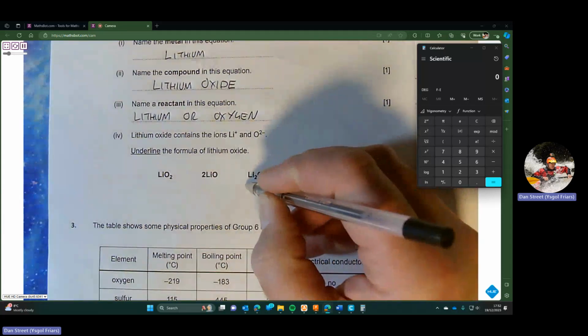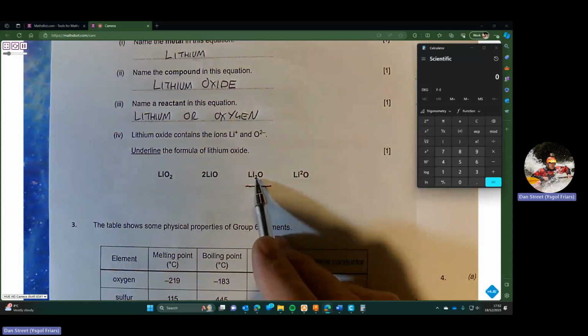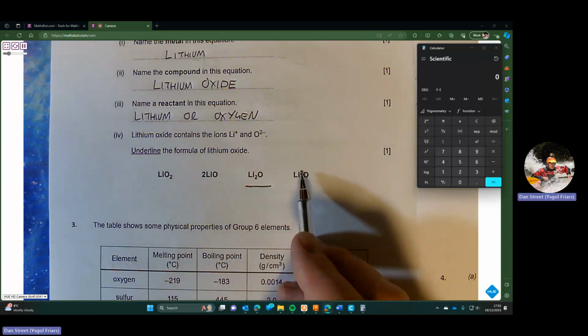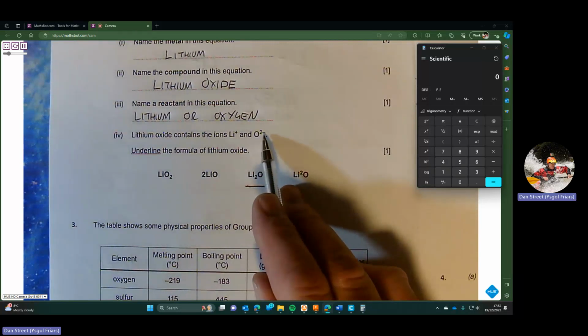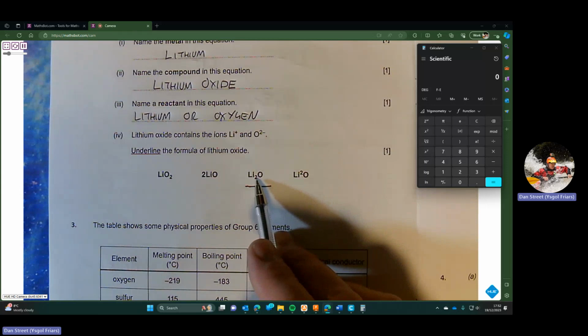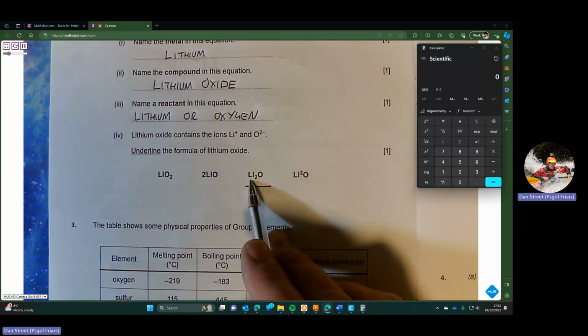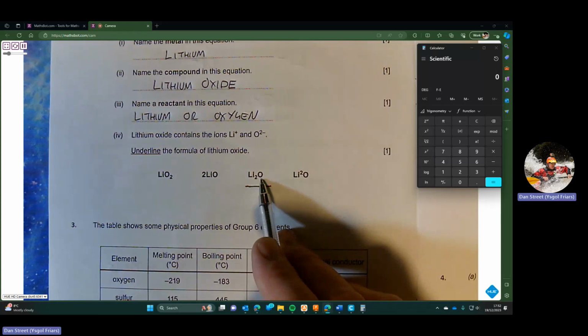So Li2O, because the number is always a subscript when we're talking about the formula. The only time we use a superscript is when we're talking about charge. So it's a subscript when we're talking about the number of atoms present. So we know we've got 2 lithiums and 1 oxygen.